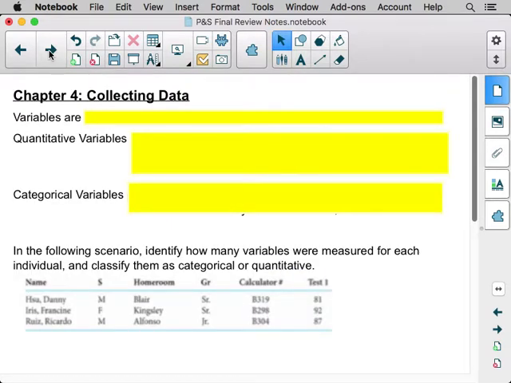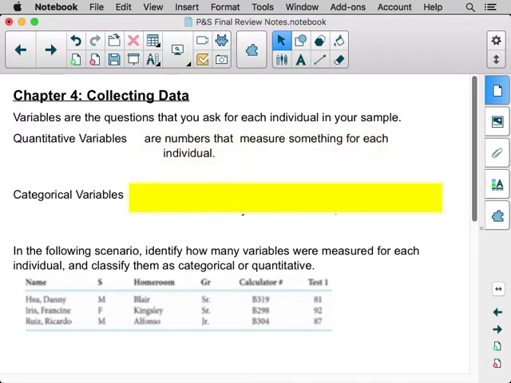All right, so that is it for chapter 4. Now let's wrap up with chapter 4. All right, so chapter 4, collecting data. So this was our very brief chapter, just on how we collect data, okay? So variables are the questions you ask for each individual in your sample, okay? So you find your sample of people, okay? The variable is basically just the questions that you're asking, the data you're collecting.